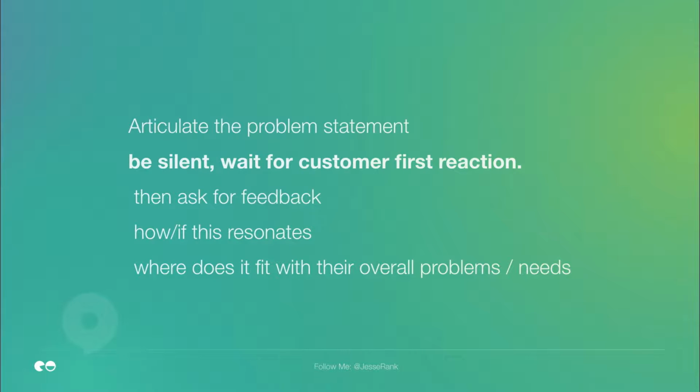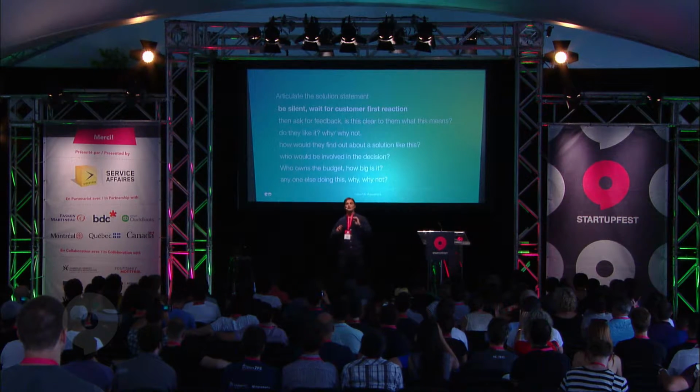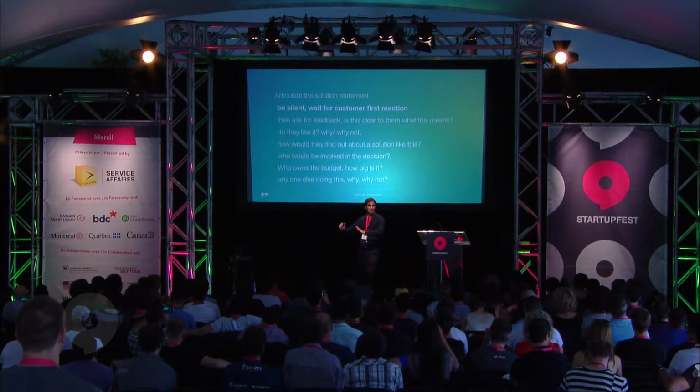When you're talking to them, you can articulate a potential solution. You can wait for their feedback. You can ask them if they'd like it. You can ask them if anybody else is doing this. You can ask them who owns the budget for a solution like this. So that's it. I just wanted to preface this for B2B companies because I see a ton of B2B products say we're going to sell to big brands, we're going to sell to Fortune 500s, and they don't realize that you have to take a different approach.